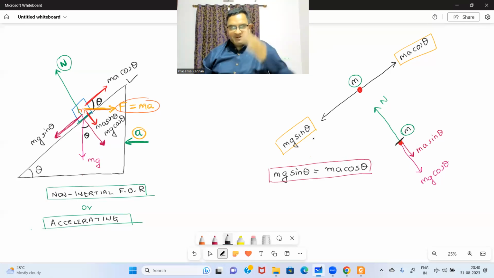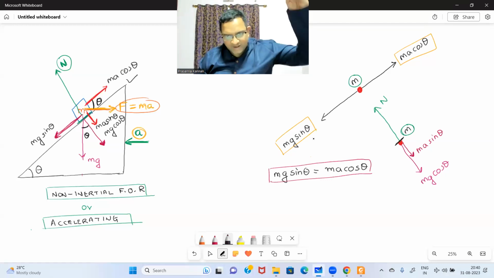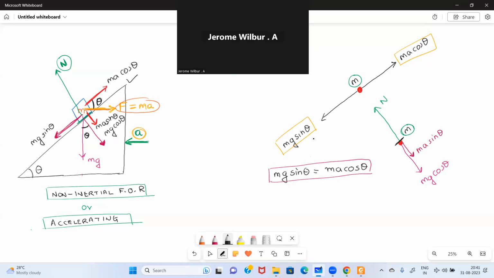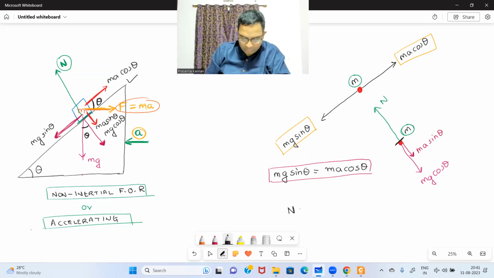There is no movement in the vertical direction, correct? It's not moving in the vertical direction, which means the vertical components, the ones which are perpendicular to the plane, are also cancelling each other, balancing each other. So what should I equate? Come on, everything is in front of you. Normal reaction force. Yes, normal reaction should be equated to what? MG cos.